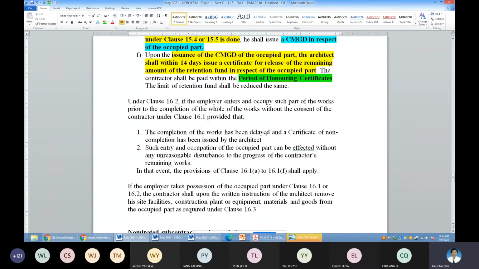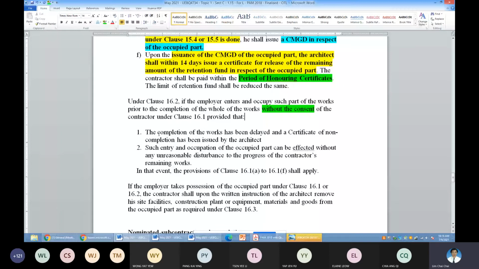So under your clause 16.2, the contractor, once you get your CPC, then the employer will enter and occupy the works or part of the work. So now in this case, without consent, that means you don't need the contractor's consent for taking part of the work. So if this happens, the employer can ask the architect to demarcate which part of the work to be taken over without the consent of the contractor.